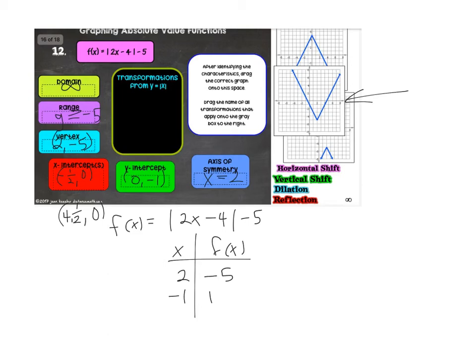Is this a horizontal shift? Yes, it slid over to the left. Is it a vertical shift? Yes, it slid down. Is it a dilation? This one, I think this is a dilation. The reason why I think it's a dilation is, remember that on a normal one it has a slope of 1 over 1, which means up 1 over 1. And this does not go up 1 over 1. So it is a dilation. Is it a reflection? No, it's not a reflection.